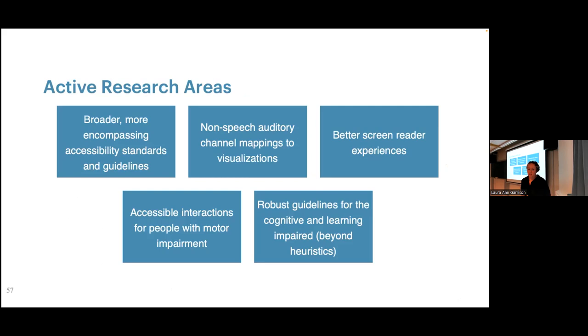And so I think you've probably gotten that accessibility is not a solved problem. And there's a lot of interesting and active research areas in this space that you need to be aware of when you're developing accessible visualizations for yourself. So first and foremost, we need broader and more encompassing accessibility standards and guidelines. There's a lot of gaps and a lot of things that we're not quite meeting yet. And as I mentioned at the beginning, there's a lot of websites that don't even adhere to the guidelines that are out there. So that's another problem.